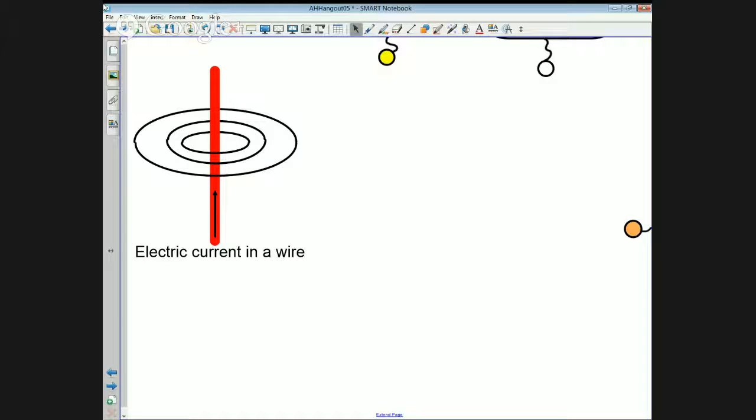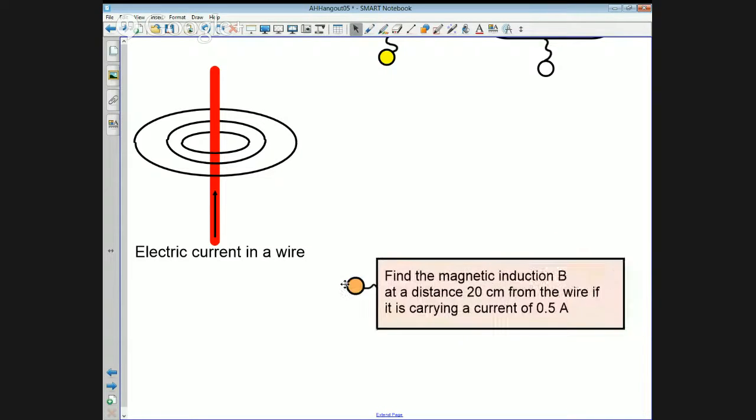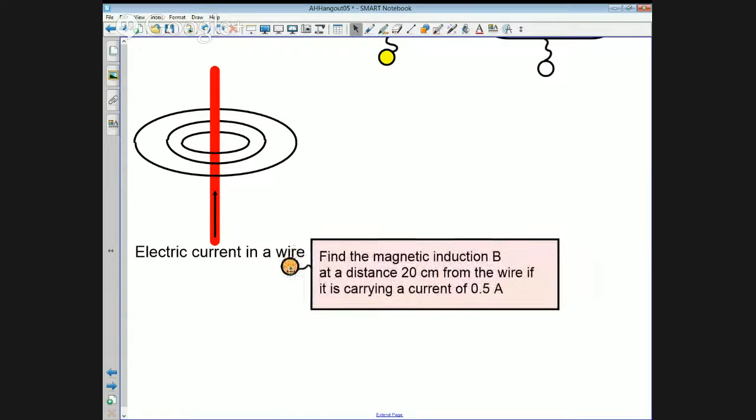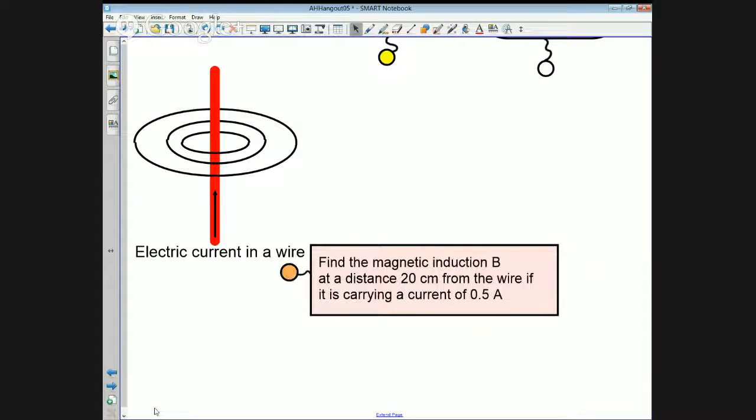And here it is. The first question is to do with electric current in a wire. Let's see what the question is all about. It's asking us to find the magnetic induction B at a distance of 20 centimeters from the wire if it's carrying a current of 0.5 amps.